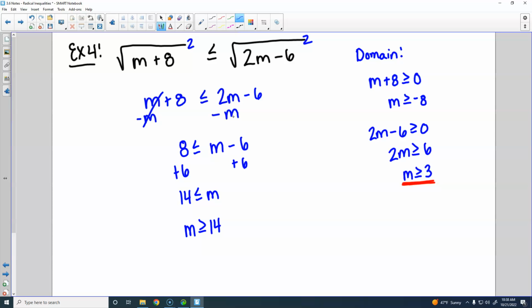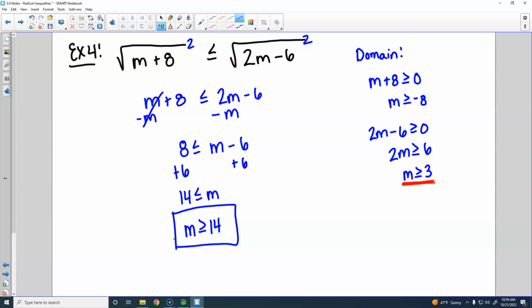Okay, so my answer is m is greater than or equal to 14. Does my domain conflict with that? No, because anything greater than or equal to 14 is also greater than or equal to 3, right? So I can just put my answer as m is greater than or equal to 14. Now, if it had been m is less than or equal to 14, I'd have to say 3 less than or equal to m less than or equal to 14.